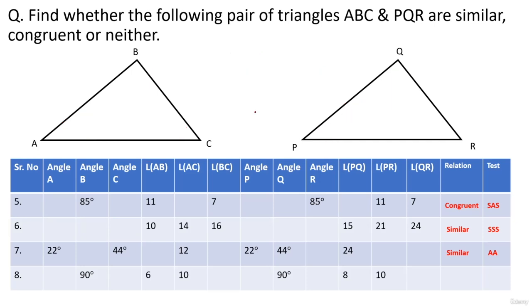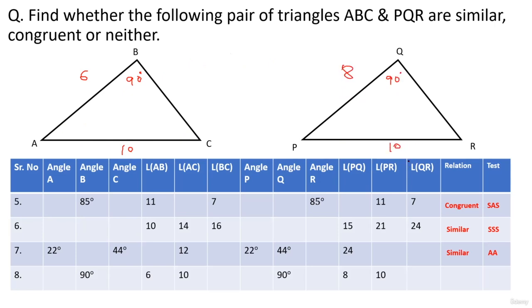And then we go on to the last question, guys. Angle B is 90 degrees. AB is given as 6, AC is given as 10 units. Here angle Q is given as 90 degrees, PQ is given as 8, and PR is given as 10.